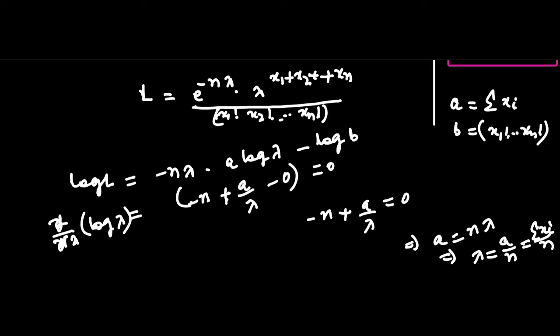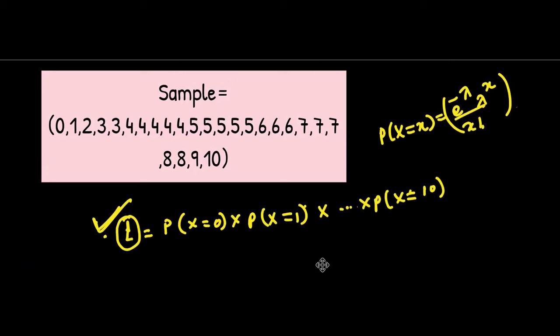Now if you do this in a similar way, finally you will get the value of lambda, and our lambda will be equal to summation xi divided by n. You can check this, okay? 140 I got here and n is 25. That means I got 5.6.